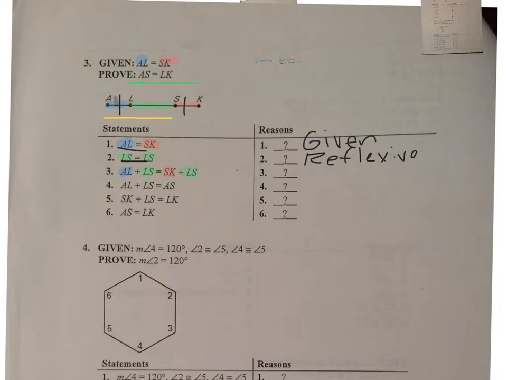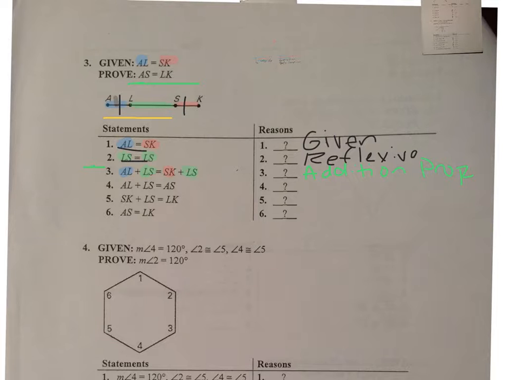We combined the AL with an LS, we combined the SK with an LS. If AL and SK were equal in the first place, they're still equal now, which is our addition property. Okay? When we add the same thing to both sides, that is our addition property. Okay? So now let's take a look.